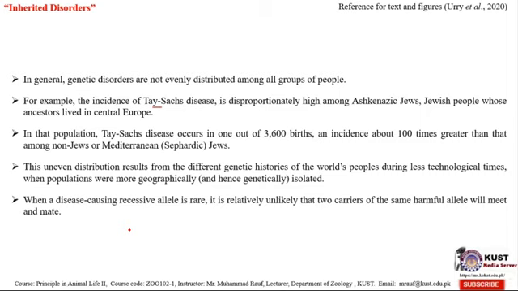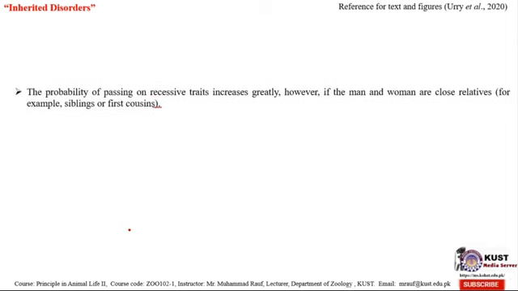So such instances of marriages between close relatives are termed as consanguineous marriages and inbreeding, and they lead to inbreeding depression and the loss of vigor. The probability of passing on recessive trait increases greatly, however, if the man and woman are close relatives.